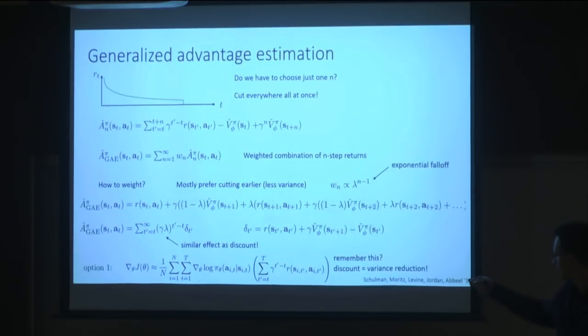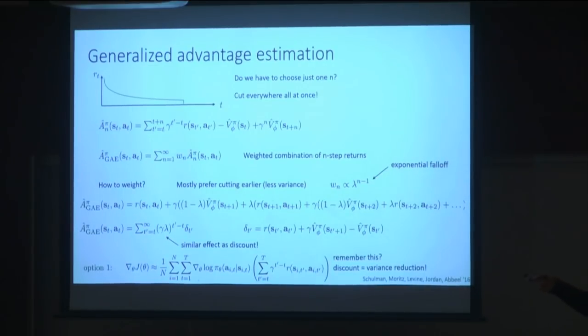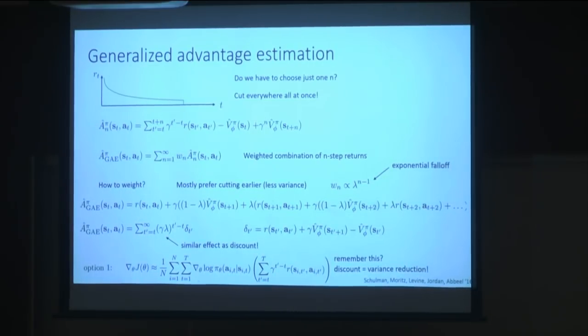So just like when I discussed the discounted policy gradient estimator, I talked about how the discount serves a role similar to variance reduction. Over here, there's gamma, which serves a role similar to variance reduction, and there's lambda, which explicitly trades off bias and variance by controlling whether you prefer smaller values of n versus larger values of n.